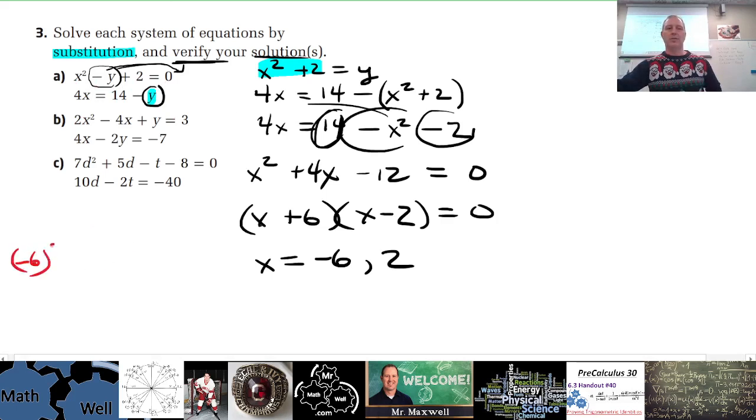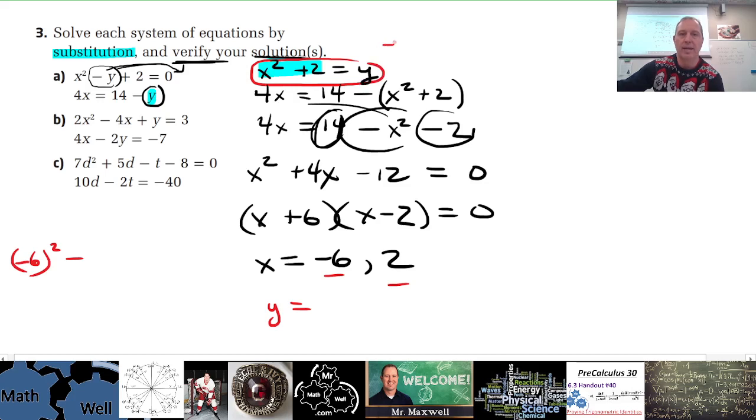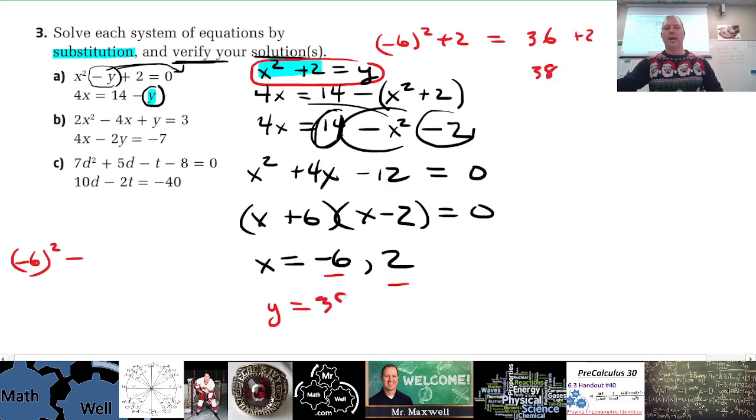So negative 6, I'll do the first one, squared, minus, oh, we haven't figured out what y is yet. I just have two possible values for x. So y here is up here. I can find out what y is. If I put negative 6 in for x, I get negative 6 squared plus 2, and that's what y is going to be. So that's going to be 36 plus 2 is 38. So y is 38 when x is negative 6.